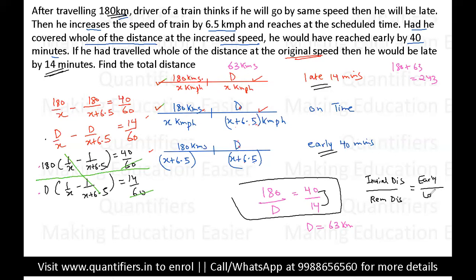So students, if you can remember this formula, you can solve this question within 5 seconds also, right? But I would suggest you to understand the concept first, because once you understand the derivation, then you will never forget the formula. Okay, so initial distance divided by remaining distance is equal to early time upon late time. Okay, students, so I hope you have understood this. Thank you, everyone.